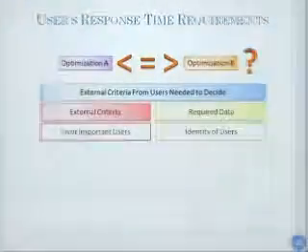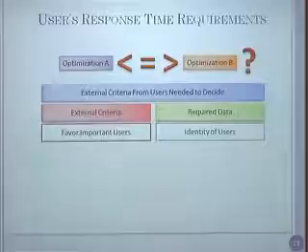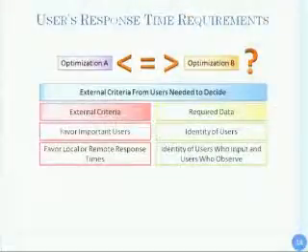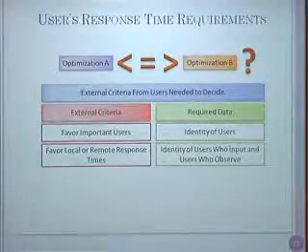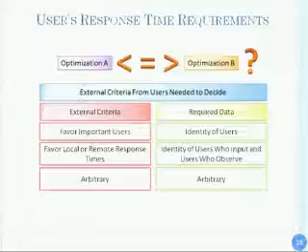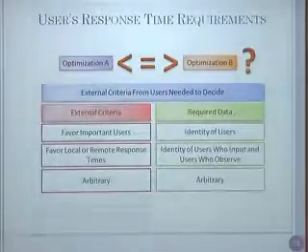Now one useful criterion, as I mentioned, is to favor important users, and the data needed to enforce that criterion is the identity of the users. Okay? Another potentially useful criterion is to favor local or remote response times, and the data we need for that is the identity of the users who input and those who observe. In general, the criteria can be arbitrary and require arbitrary data. Okay? So there's no way we can encapsulate all of them into any particular system.